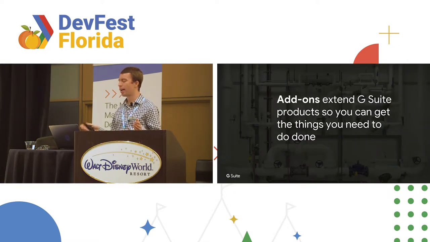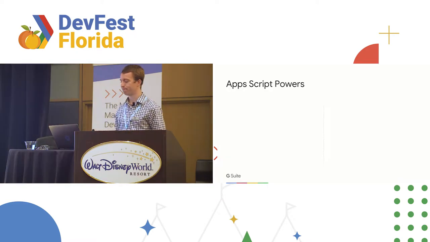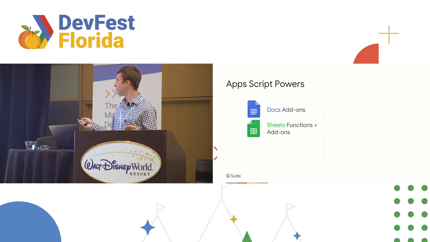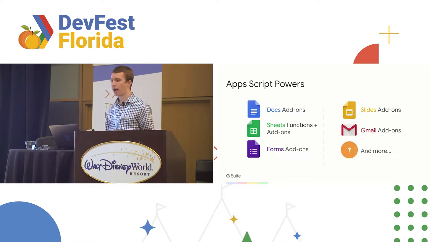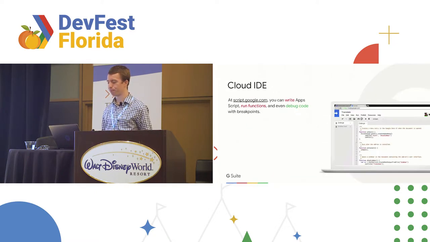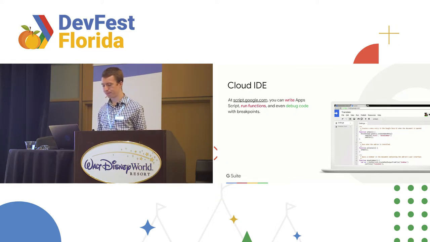And so in particular, add-ons extend G Suite products so that you can get the things you need to do done faster. So AppScript powers Docs add-ons, Google Sheets functions and add-ons, Forms add-ons, Slides add-ons, Gmail add-ons. And there's going to be a bunch more in the future. You get started at script.google.com, where you can write AppScript, run functions, even debug code with breakpoints. The interface looks like this, and you have a code editor right there, then and there.